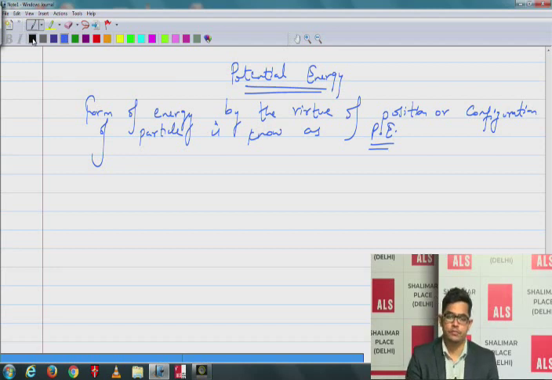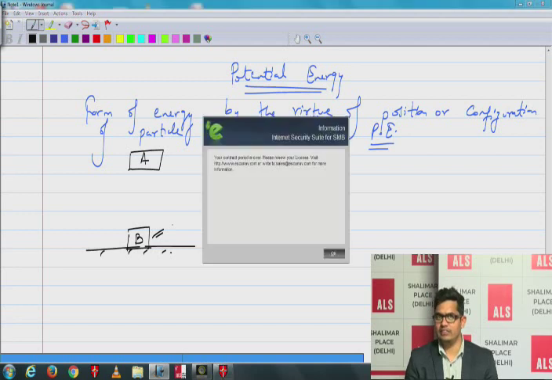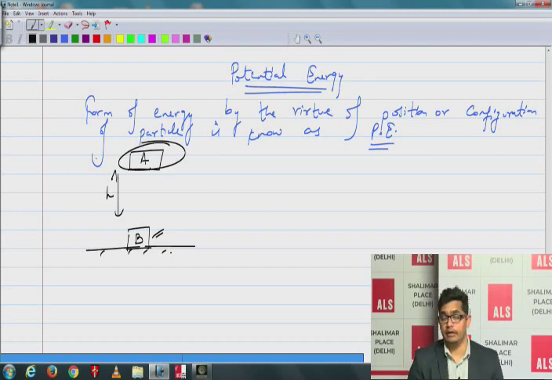For example, I'm just giving you an example. If you take a mass which is on the ground, and you take an identical mass and take it to some height, we have two bodies, A and B. Body B is ordinary, it is just placed at the ground. On the other hand, body A is at some height. So its position is different, and because of this difference in position, it has an energy, and that energy is known as potential energy. That I will explain.